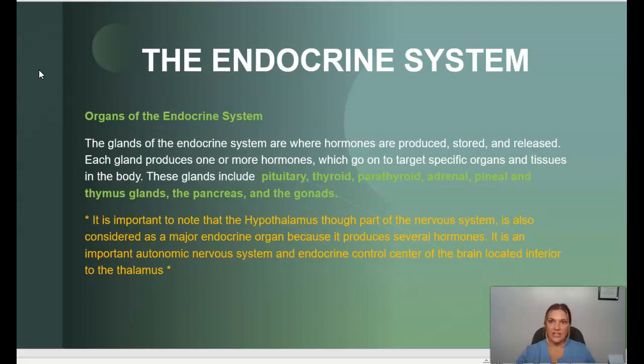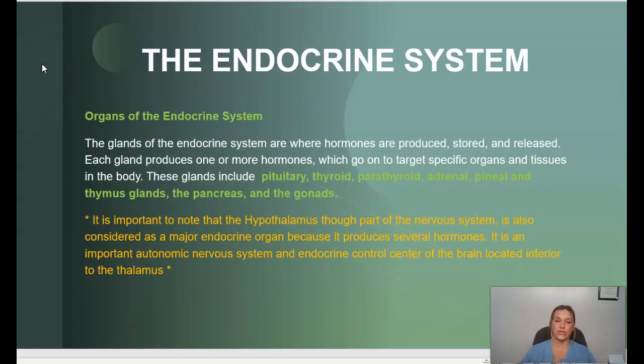So organs of the endocrine system, as I said, there are glands of the endocrine system where these hormones are produced, stored, and released. And each gland produces one or more hormones, which go on to target specific organs and tissues, as we talked about. Some of these glands and organs include the pituitary, the thyroid, the parathyroid, the adrenal, the pineal, the thymus, the pancreas, and the gonads.